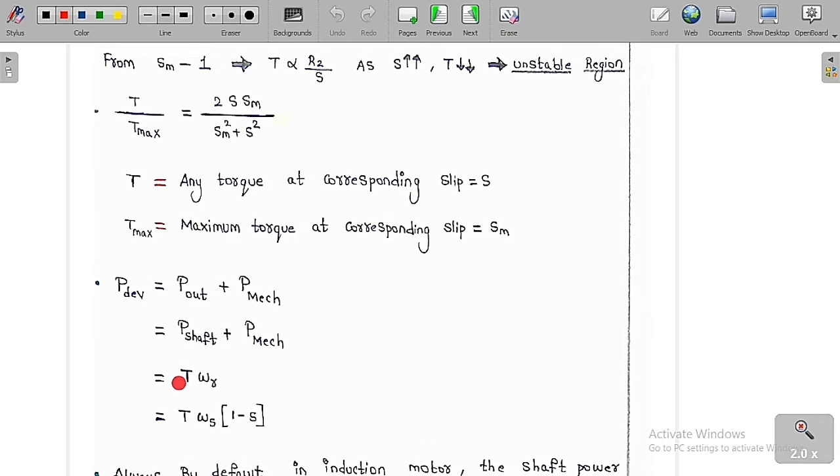The power developed is T into omega R, because at the power developed, the rotor is rotating at a speed of omega R. So omega R is nothing but omega S into 1 minus S. This is the equation that you are going to get. So always remember, the mechanical power developed is equal to output power plus the mechanical power loss. The mechanical power developed is nothing but T into omega R, which is T into omega S into 1 minus S. These things I have already told you.